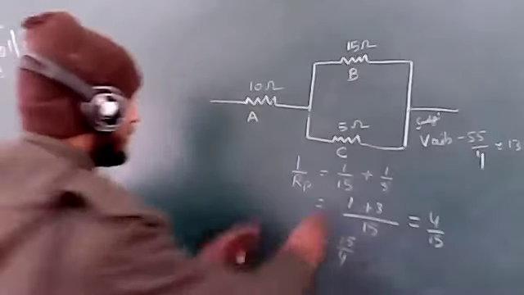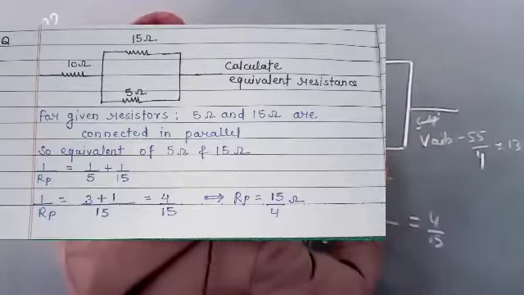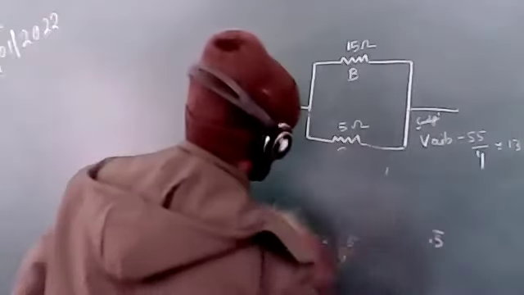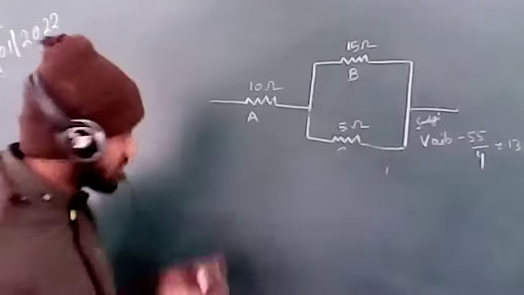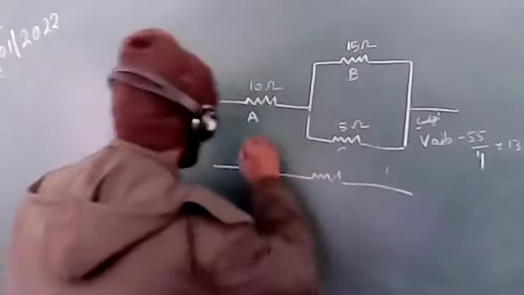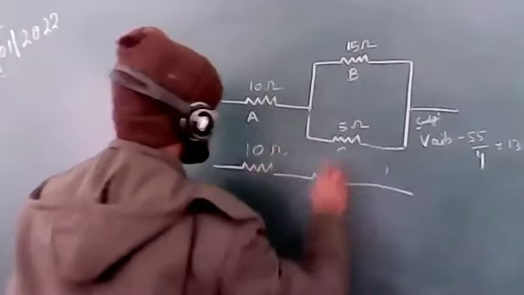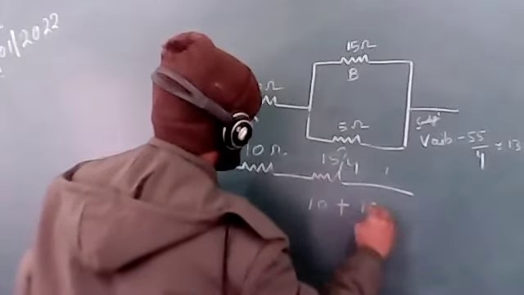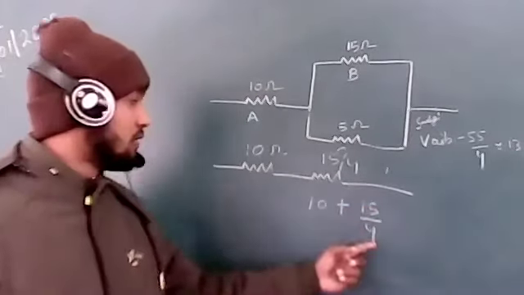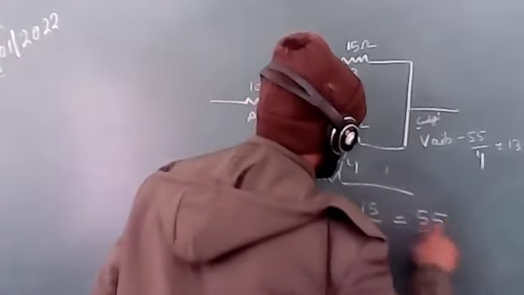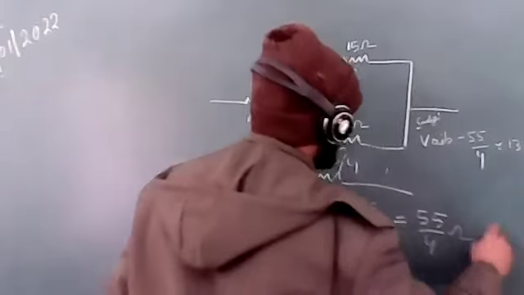So for this combination, we got the equivalent resistance as 15 upon 4. Now we can draw this like this: this is 10 and this is 15 upon 4. Now we will add 10 plus 15 upon 4. 4 tens are 40, 40 plus 15 is 55. 55 by 4 ohm. That is the answer.